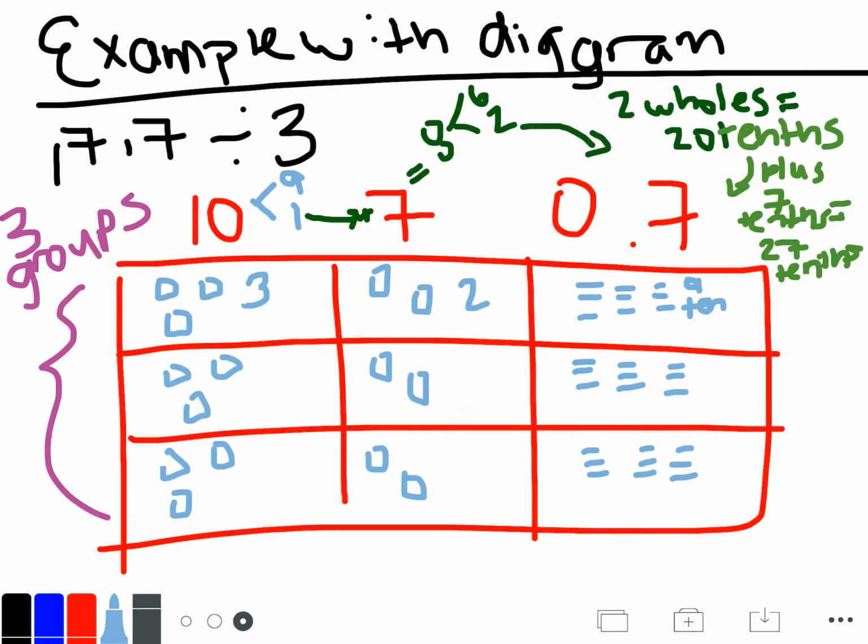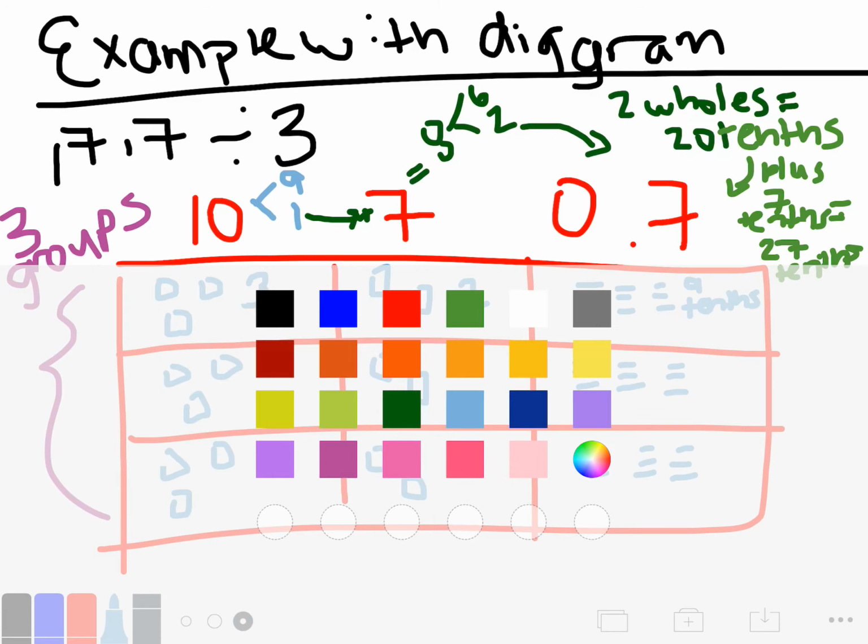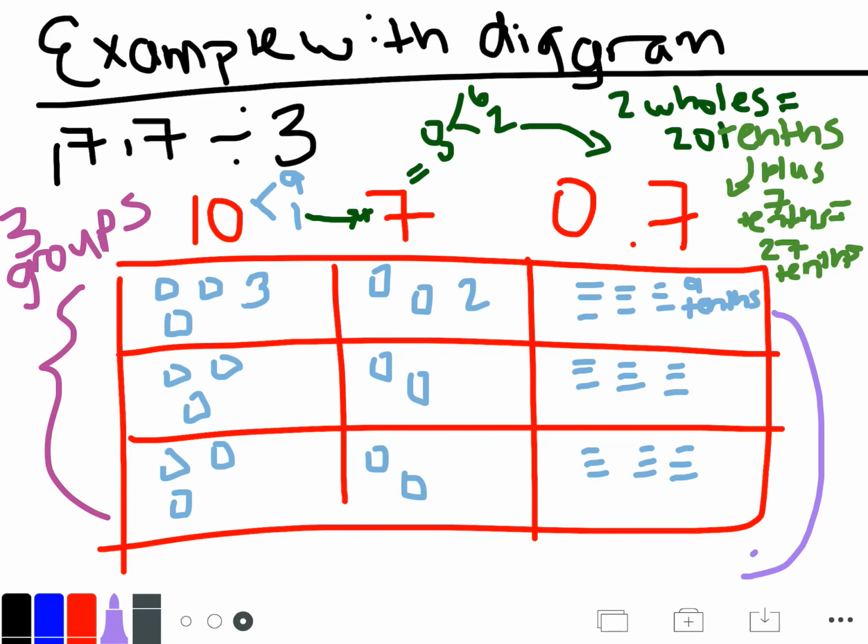So boys and girls, now I'm going to, after this, add up my example boxes in one row. So I can add it up and do 3 wholes for my first column, 2 wholes for my second column, and 9/10, and I'm going to get 5 and 9/10 as my answer.